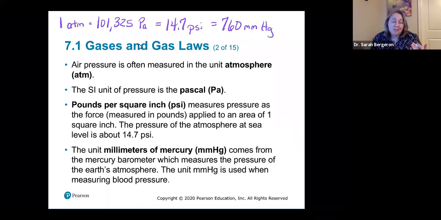So all of those units measure the same thing, which is pressure. Pounds per square inch is the amount of force per square inch of area. That's probably one you've heard before, like the PSI on your tires. That's how we measure it in the US. Millimeters of mercury is used with a barometer, which measures the atmospheric pressure. And whenever we measure blood pressure for patients, you're actually going to use millimeters of mercury.